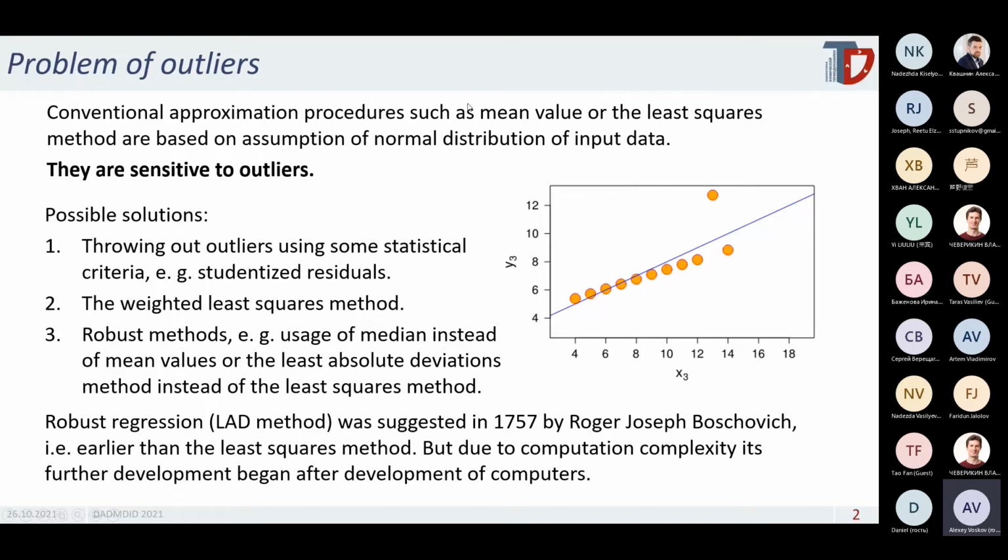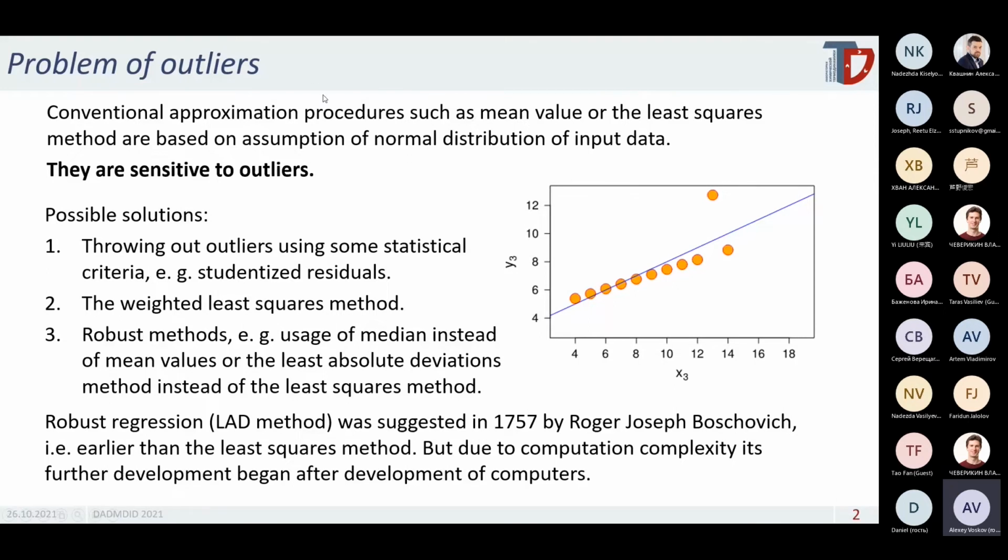Our conventional approximation procedures, such as mean values or the least squares method, that are very commonly used, are all based on the assumption of normal distribution of input data, and they are sensitive to even rather small deviations from such hypotheses about the statistical properties of our input data, and they are sensitive to outliers.